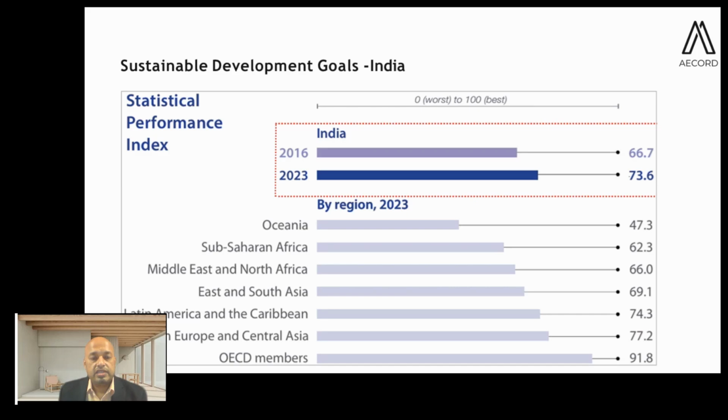So today, where we stand on the sustainable development goals in India: in 2016 we were at 66.7 in the rating out of 100, and in 2023 we are at 73.6. This is something we can be proud of, seeing the green building revolution in India. Not only in buildings but in many other fields of infrastructure and technology, we have been able to adopt sustainability, and hopefully soon we will reach the 100 mark. But today's situation is we are doing good on the sustainable development goal front.